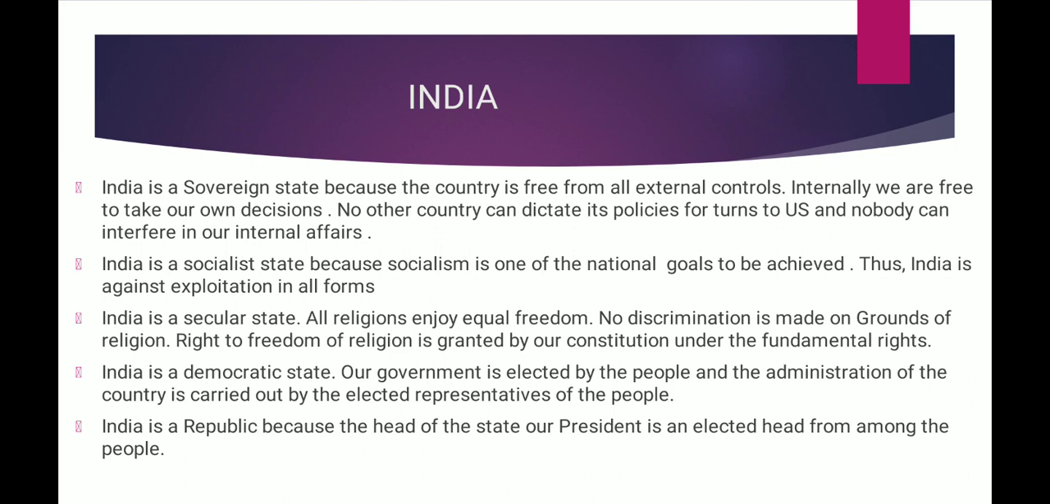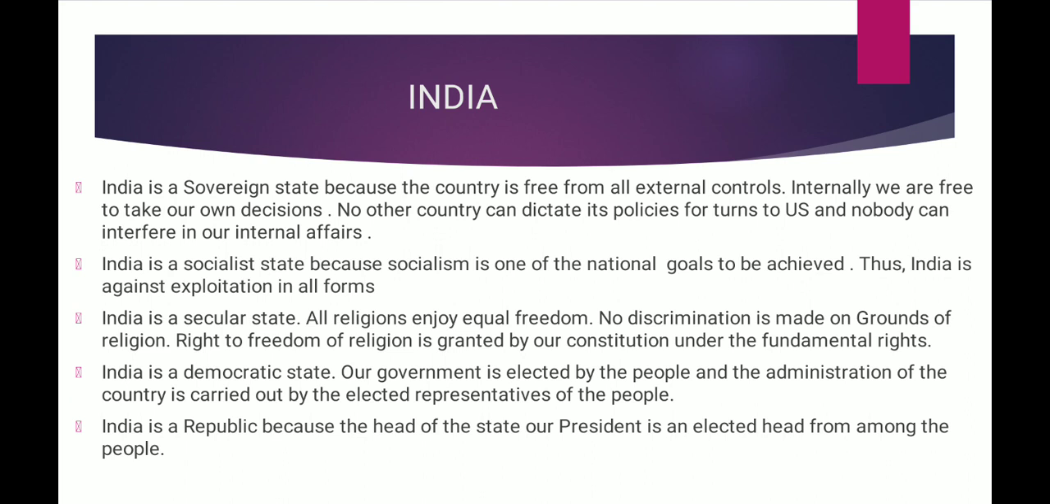The next thing, India is a socialist state because socialism is one of the national goals to be achieved. Thus, India is against exploitation in all forms and will try to establish economic justice without being attached to any particular ideology.